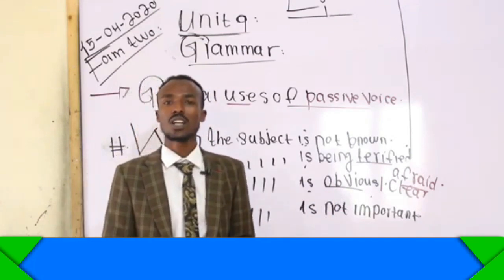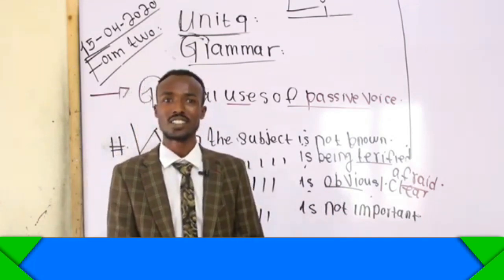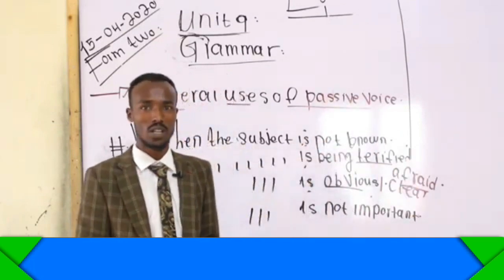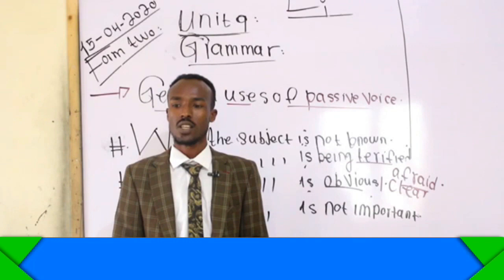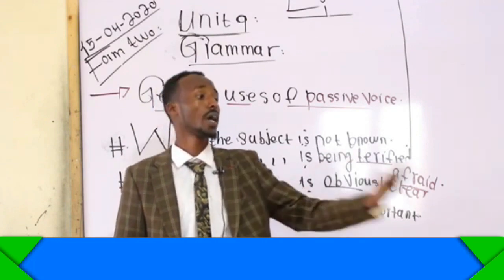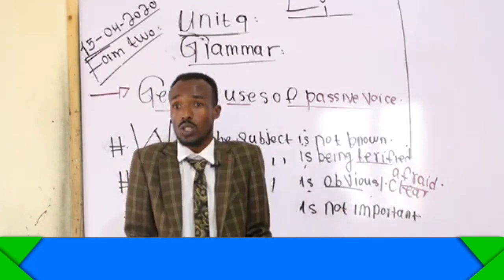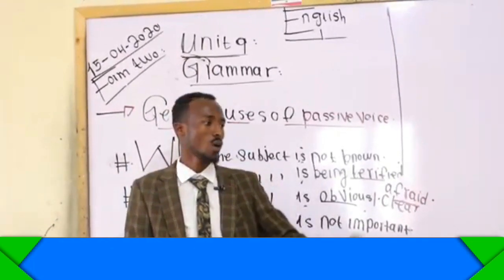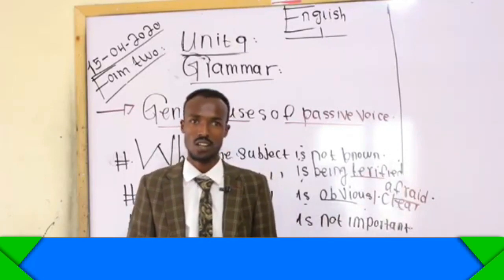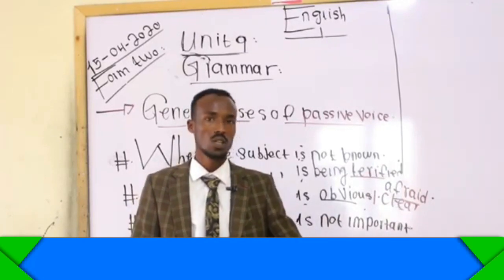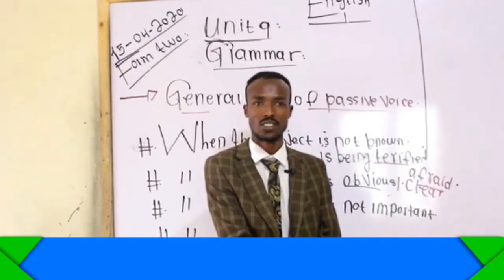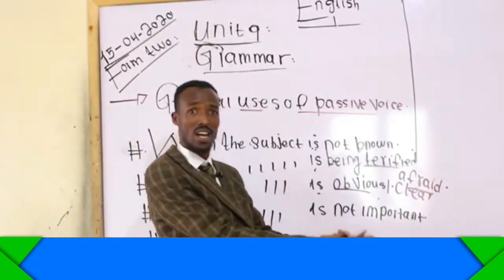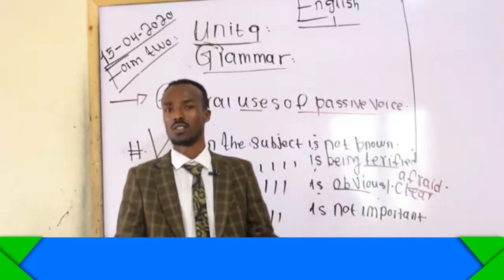Lastly, when the subject is not important, the object is more important than the subject. For example, let me say, this hotel was repaired. We don't like to mention who repaired this one. But the most important one is our hotel, our restaurant. You know, this restaurant was repaired. The one who repaired this one is not important. We don't like to mention that one.